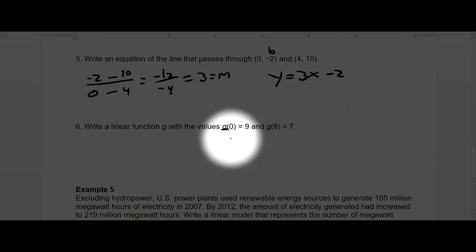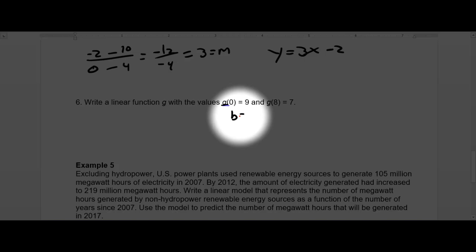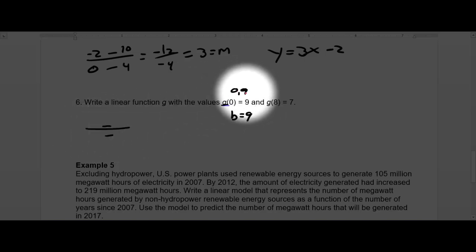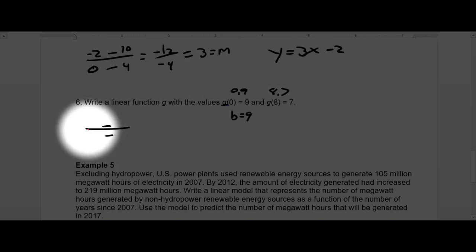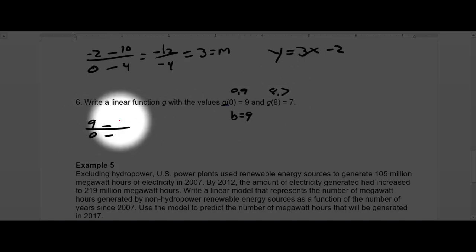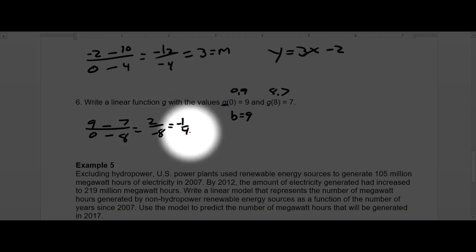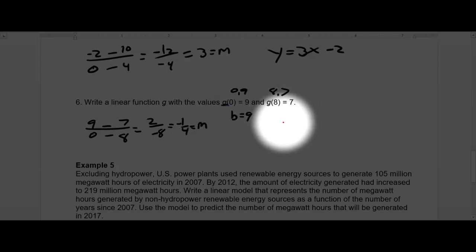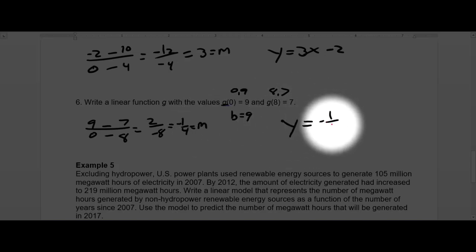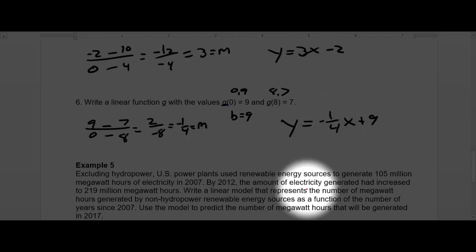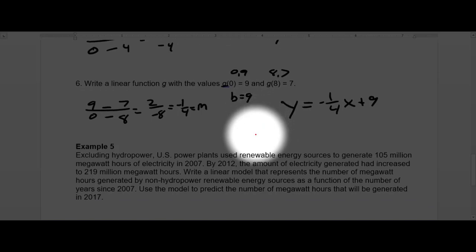And if I look at number 6, this is my y-intercept. So I need to write these as ordered pairs, which is 0, 9, and 8, 7. So I can do 9 over 0 minus 7 over 8, which is 2 over negative 8, which is negative 1/4. And that's my slope. So you should have had y equals negative 1/4 x plus 9. All right, those were the on your own. Let's go ahead and do example 5 here.